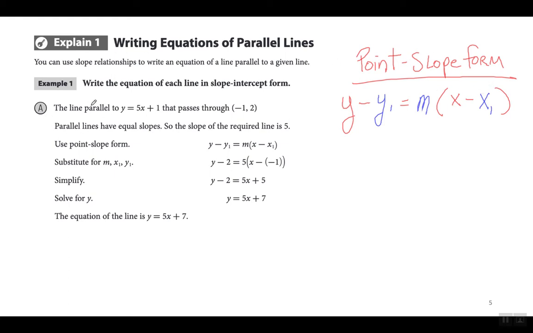Okay, so a line parallel to this line, they got to have the same slope. Since this is in slope-intercept form, that means that the slope is 5.